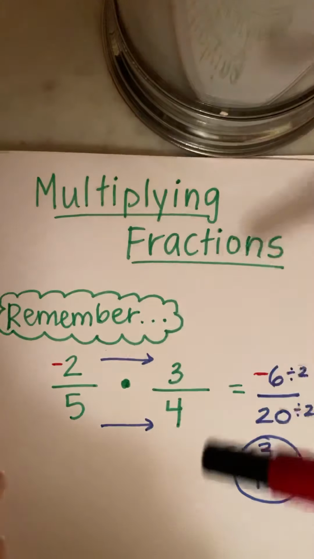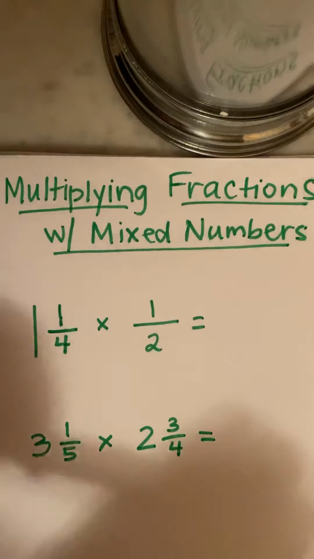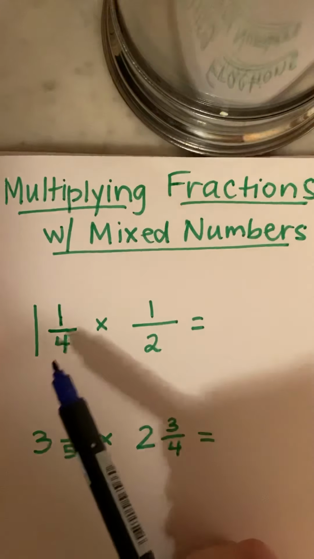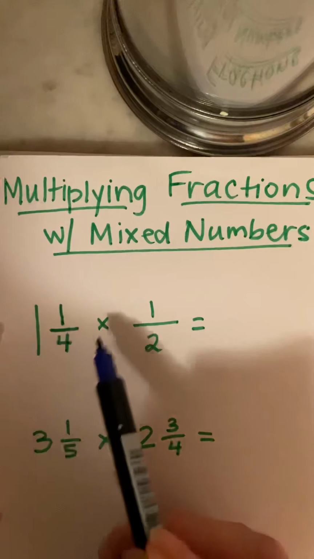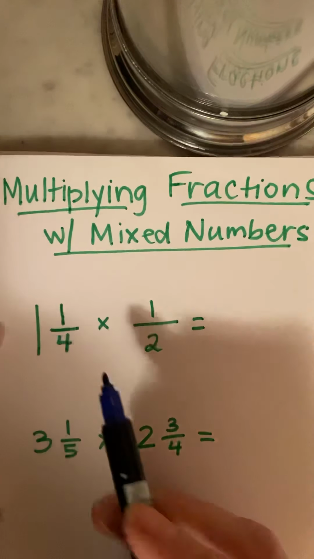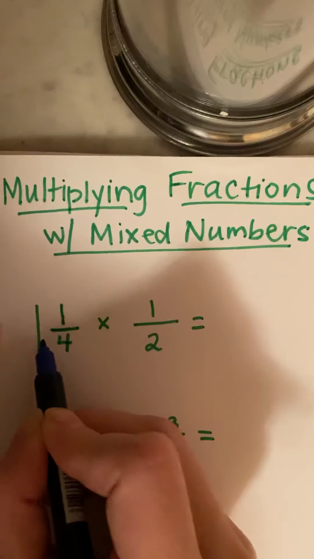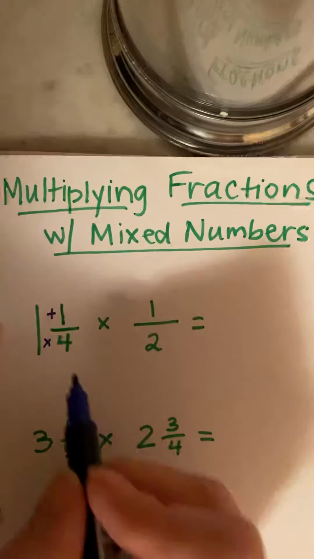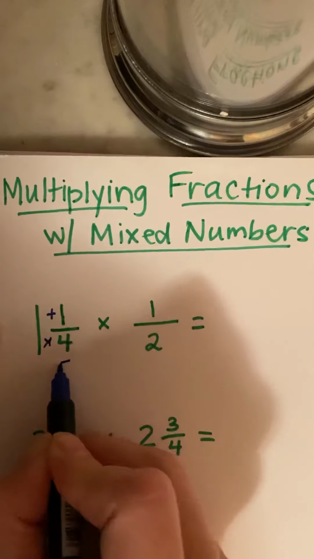Now let's look at multiplying fractions if there is a mixed number. So I have 1 1/4 times 1/2. Before I can multiply straight across, I need to turn this mixed number into an improper fraction. So I'm going to do the denominator times the whole number and then add the numerator. So 4 times 1 is 4, plus 1 is 5.